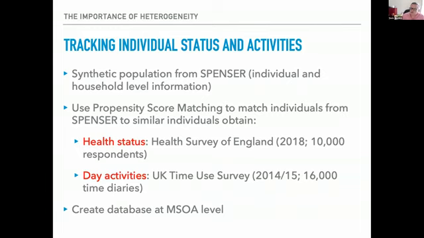We used propensity score matching to link that to the Health Survey of England and the UK Time Use Survey to get a hopefully representative sample of underlying health conditions. And this is very useful when we were building in things like vulnerable populations and how they might be shielding. And we created a database of vulnerability and other health-related information and activities at the MSOA level.